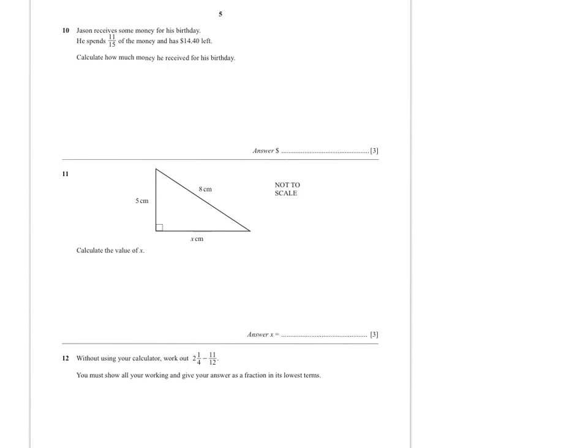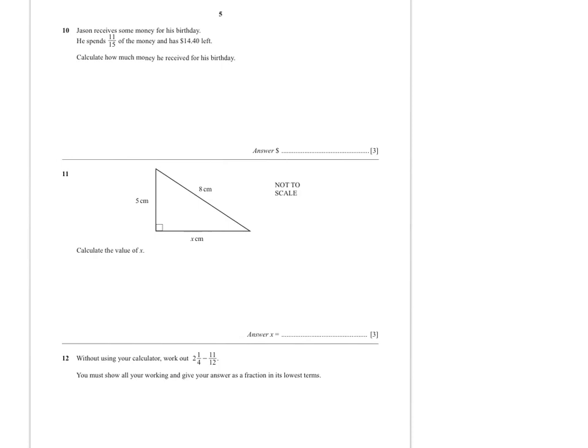Jason receives some money for his birthday. He spends 11/15 of the money and he has $14.40 left. Calculate how much money he received. Well, lucky Jason, getting money for his birthday, and a lot of money as well. But he spends most of it, 11/15. So how much of his money is left?